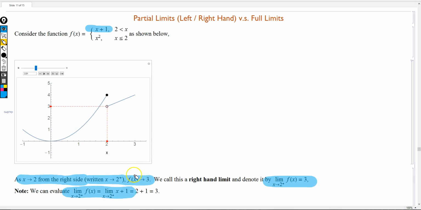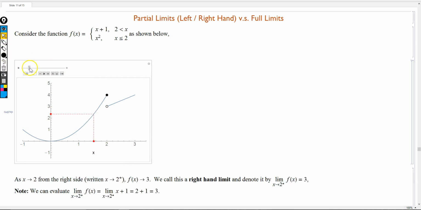Now let's see what's happening as x approaches 2 from the left. So once again, keep an eye on this red dot right here on the y-axis, and let's see what it's approaching as x approaches 2 from the left side. So as x gets closer and closer to 2, notice that the red dot, the function value, is getting closer and closer to 4. So we see that as x is approaching 2 from the left, f of x is approaching 4. And we have that noted down here.